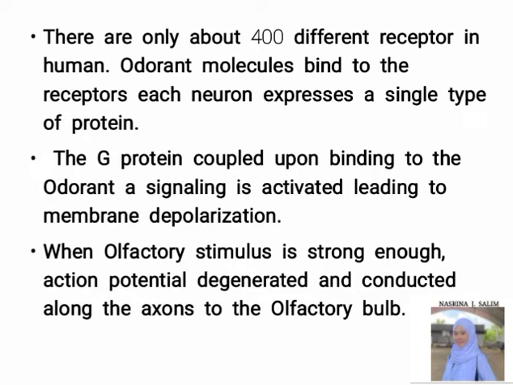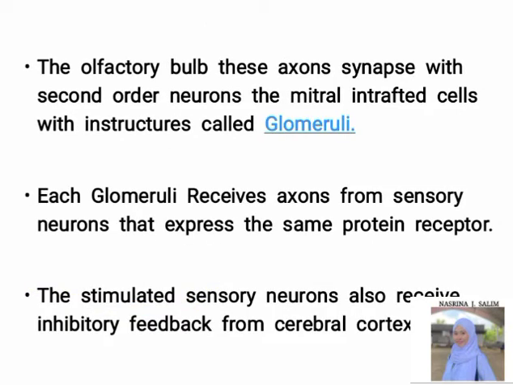In the olfactory bulb, these axons synapse with second-order neurons, the mitral and tufted cells, within structures called glomeruli. Each glomerulus receives axons from sensory neurons that express the same protein receptor.